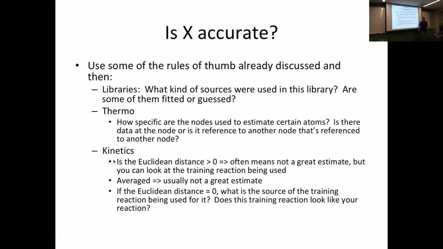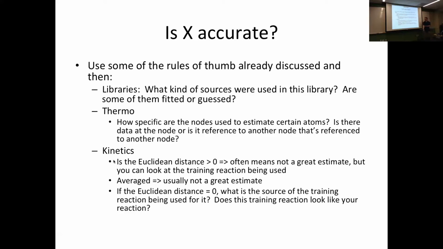In kinetics, it's a bit more specific. If the Euclidean distance is greater than 0, it often means it's not a great estimate, but you can take a look at the training reaction and see how good it actually is. If it's averaged, it's almost always a really bad estimate. And if the Euclidean distance equals 0, you also need to check it, because some of the training reactions aren't very good estimates. There are a variety of reasons why we've had to add them. In some cases, we had to add them because otherwise there was some type of reaction that was totally unimportant and totally negligible, and we needed to add some estimate just to make RMG estimates work properly.